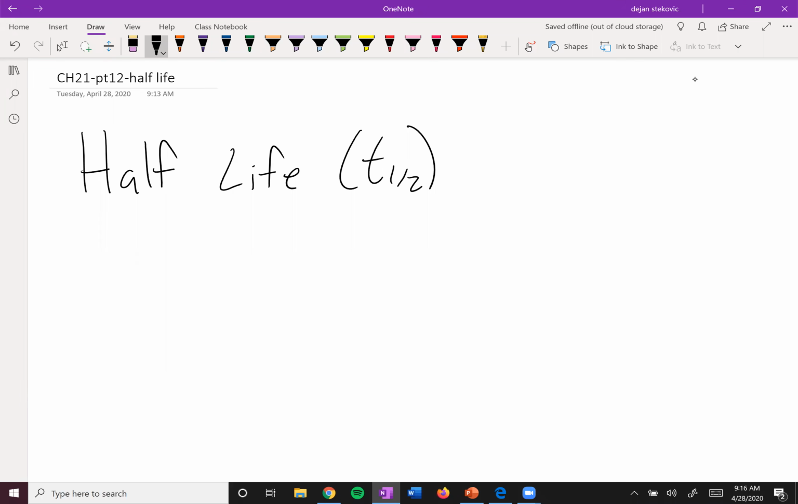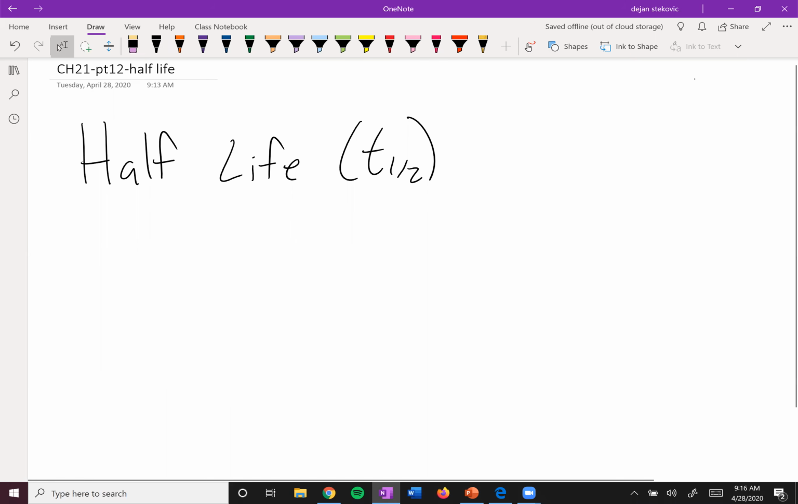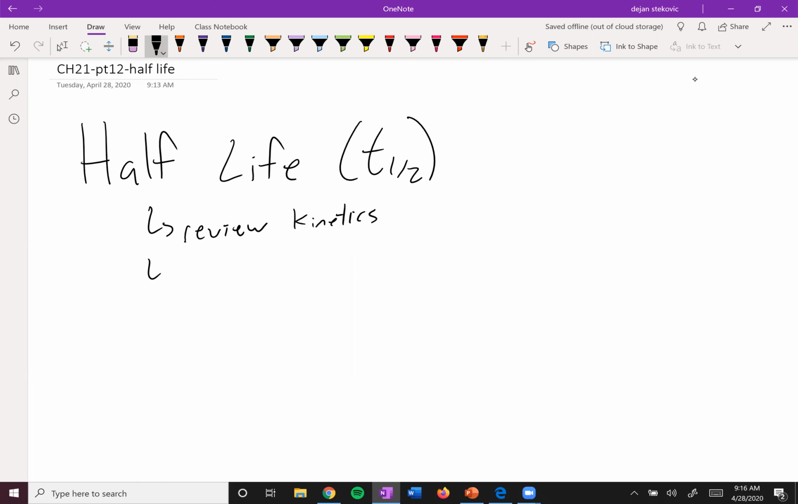All right, so an important topic in nuclear chemistry is half-life. Think back, we've already talked about this, so review your kinetics. I know it's been a while, but hopefully you didn't forget everything. Remember, the half-life is the time it takes until the concentration is half of what it originally was.